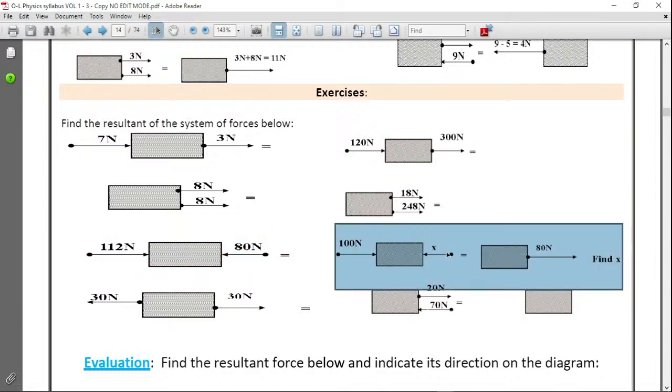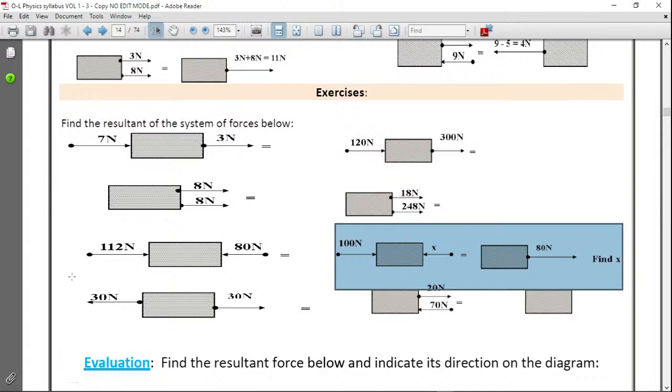So now, a force of 100 newtons acts to the right and x newtons acts towards the left. The resultant force in the system is 80 newtons. Find x. So if the resultant force is 80 newtons and is to the right, it means that this 100 newtons is 80 newtons greater than this x. So we just have 100 minus 80. That gives us 20 newtons. So x is 20 newtons. And you can put it inside here and you'll see that the answer is 20 newtons, because 100 minus 20 is 80, which is the resultant force.